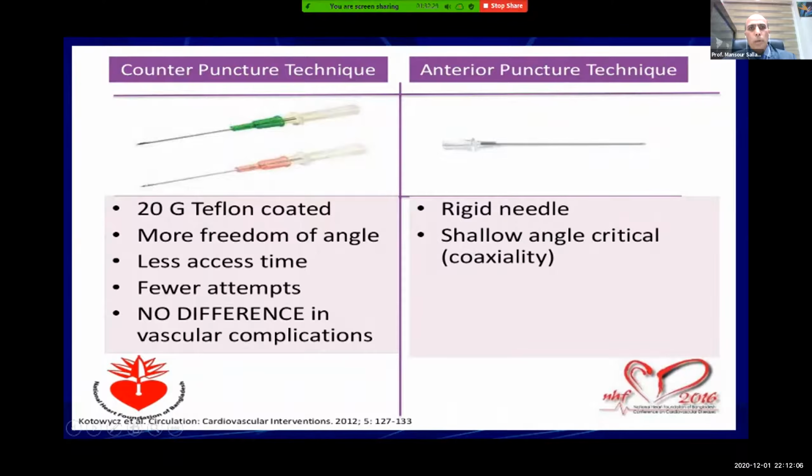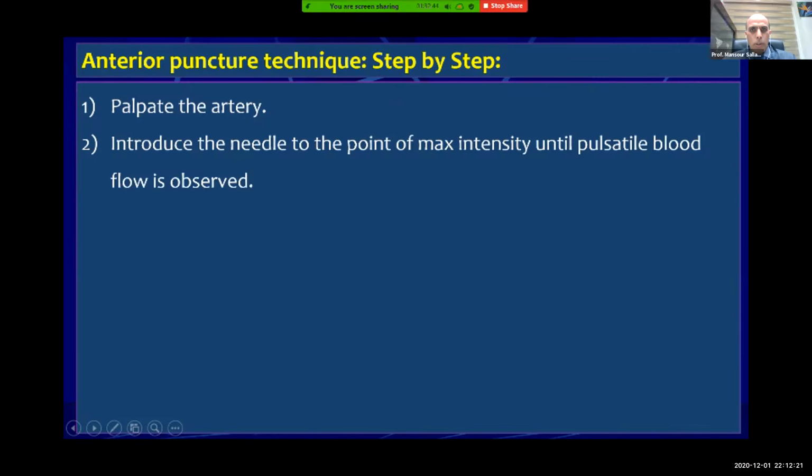We have 2 puncture techniques right now: the counter puncture technique and the anterior puncture technique. The anterior puncture technique, as usual, or the counter puncture, uses a 20 gauge Teflon-coated needle that we will demonstrate right now. The anterior puncture technique, I think, is the commonest worldwide, but I heard from Dr. Samir Panchouli that in the States he himself uses the counter puncture in the vast majority of his cases.